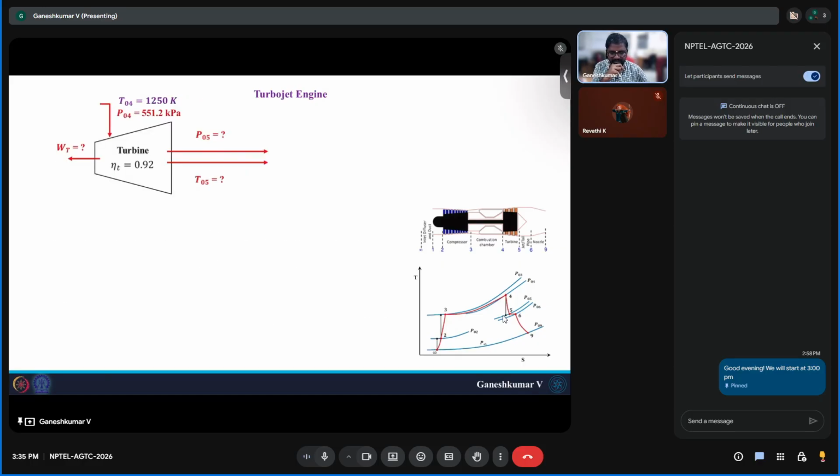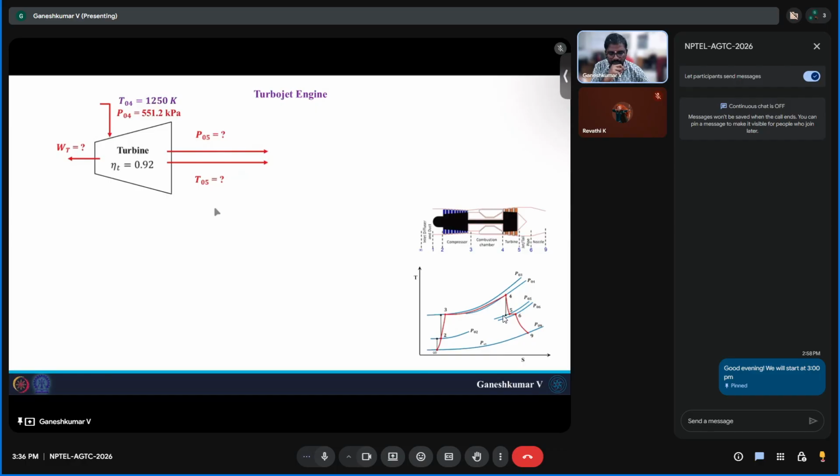All right. So this is the turbine. And for the turbine, we already know T04 and P04. That is the air and fuel mixture that is entering. I mean, it's no more fuel. Fuel has been combusted, so hot flue gas is entering the turbine. And it is going to leave at P05 and T05. But this is going to generate some work, and that work done you also need to find out. And P05 and T05 also you need to find out.